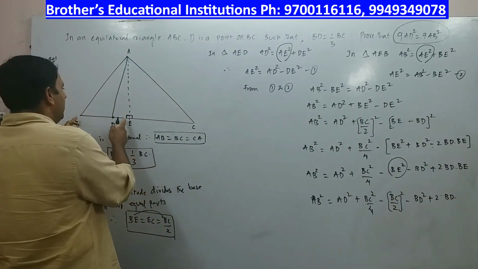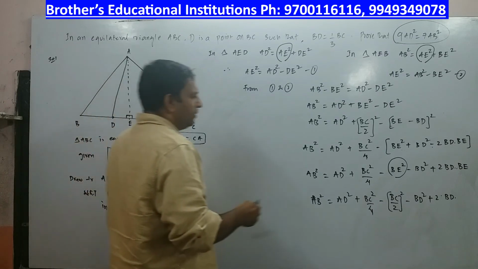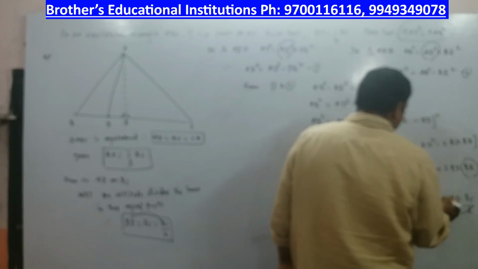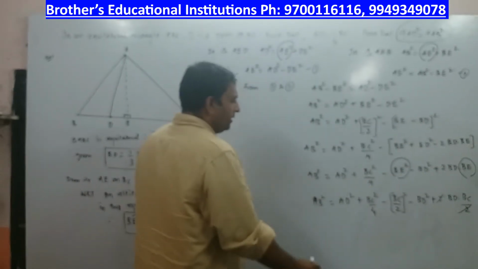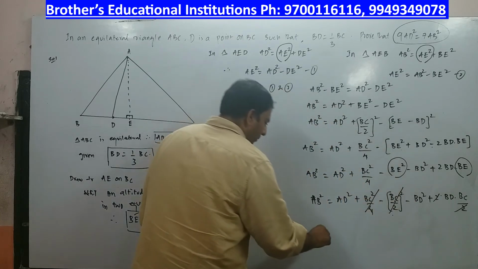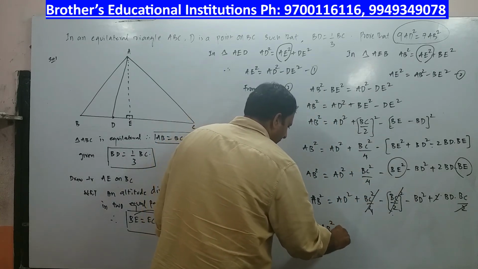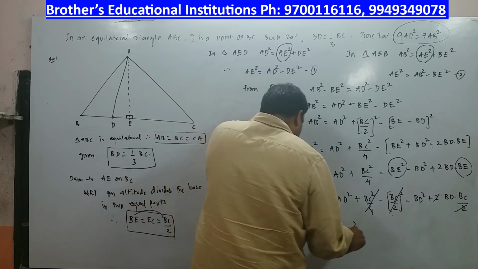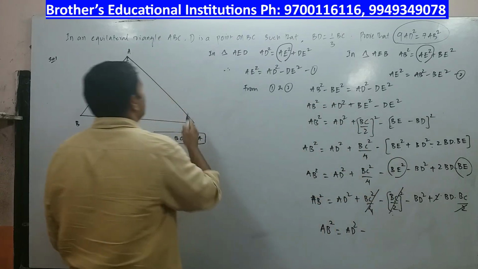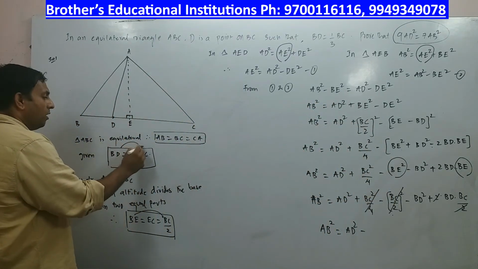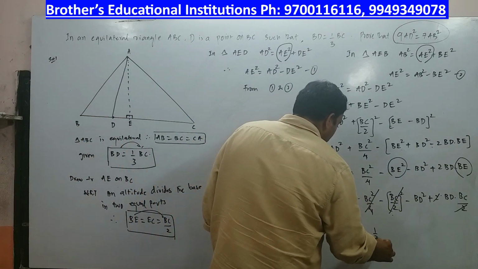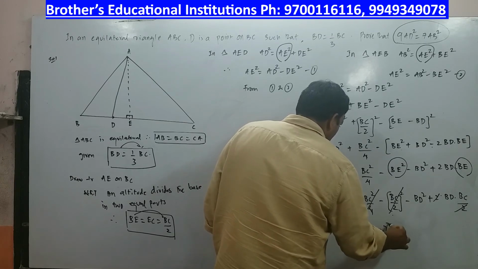Once again, what is this BE? BE is equal to BC by 2. So instead of BE, I will write BC by 2. So 2 and 2 are getting cancelled. Now you can see BC square by 4, BC square by 4, these two also are getting cancelled. Now we are closing in on the last steps. AB square is equal to AD square plus BD square minus 2 BD into BC by 2, and since he has already given you that BD is 1/3 of BC, let me put BD as 1/3 of BC whole square.